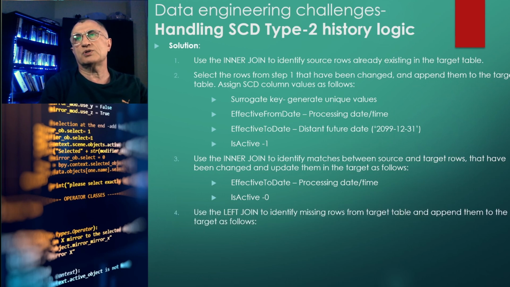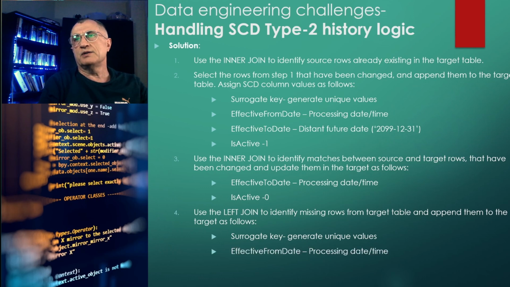Finally, we're going to use a left join between the source and the destination to identify rows that are missing from the target table, and we'll append them to the target table. And we will assign the metadata columns as follows. So we will generate surrogate keys using the unique value generation logic that I have explained earlier. Then the effective from date will be assigned the processing date time.